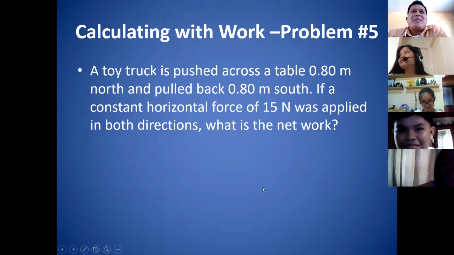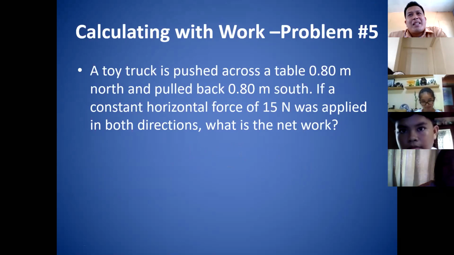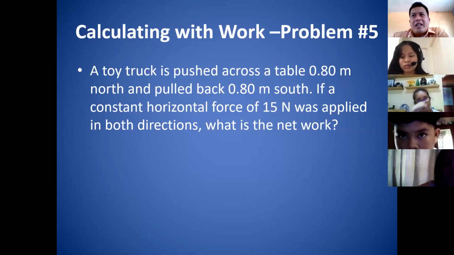Let's have another problem, class. A toy truck is pushed across a table 8 meters north and pulled back 8 meters south. If a constant horizontal force, this is the time that you're not going to use the gravitational acceleration, yeah. So if a constant horizontal force of 50 Newton is applied in both directions, what is the net work? Net work means the final work for the said object, subtracting already the unnecessary values.